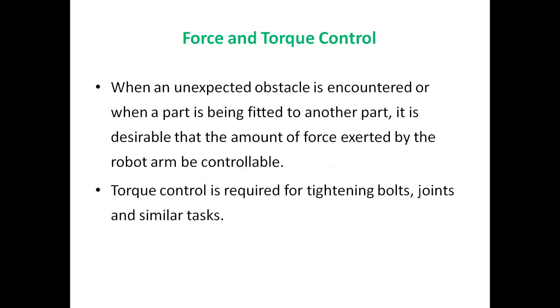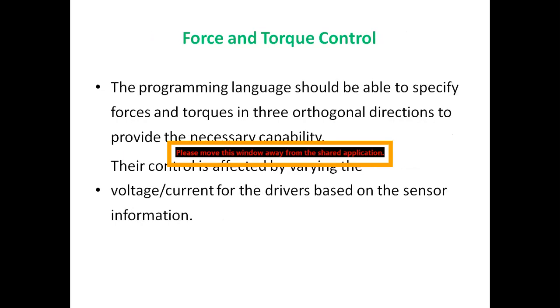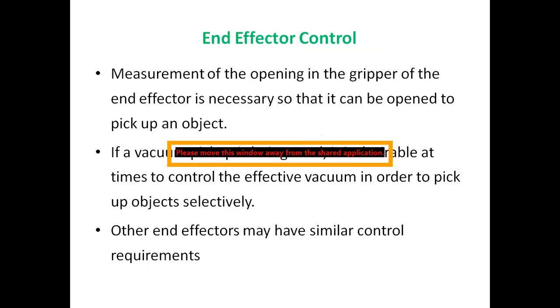Next, force and torque control. When an unexpected obstacle is encountered when a path is being traced, it is desirable that the amount of force exerted by the robot arm has to be controlled. Torque control is required for tightening bolts, joints, and cylinder tasks. So the programming language should be able to specify force and torque in three regular directions to provide the necessary capability. That control is effected by varying the voltage or current for the drivers based on the sensor information.